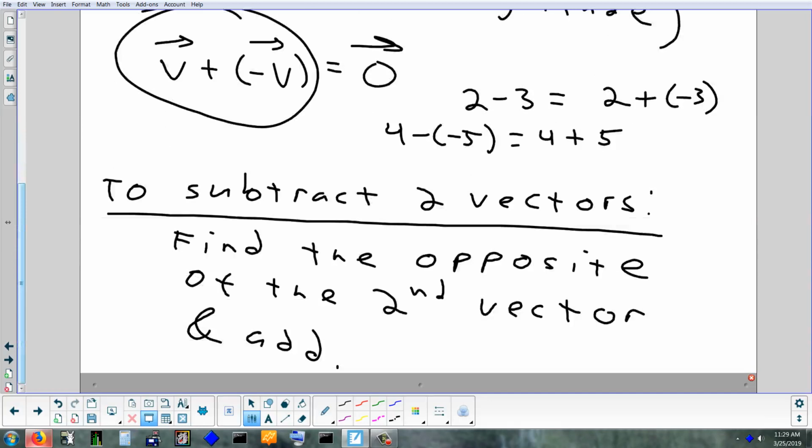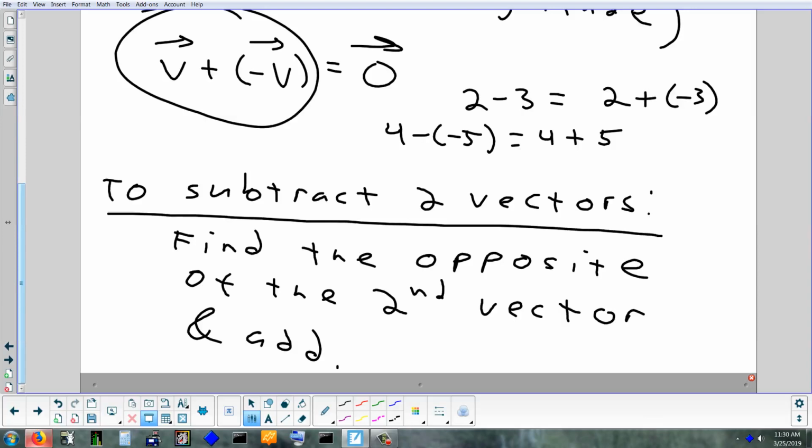Now, what does that mean again? If you have a vector and its opposite, what's the difference between the two? Direction. Just the direction. So all you have to do to find the opposite of a vector is spin it around 180 degrees. Make it point the other way. That's it.